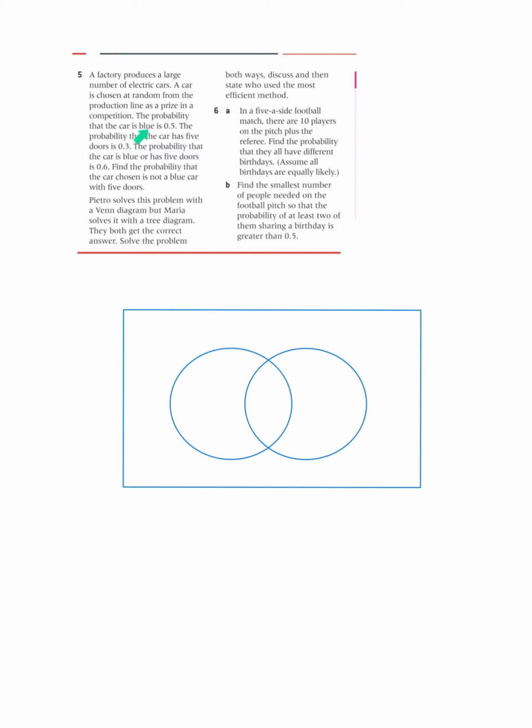The probability that the car is blue is 0.5. The probability that the car has 5 doors is 0.3. The probability that the car is blue or has 5 doors is 0.6. Find the probability that the car chosen is not a blue car with 5 doors.